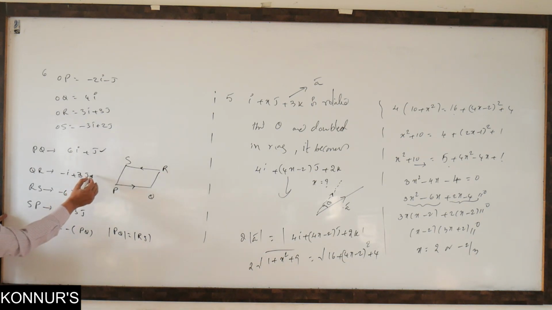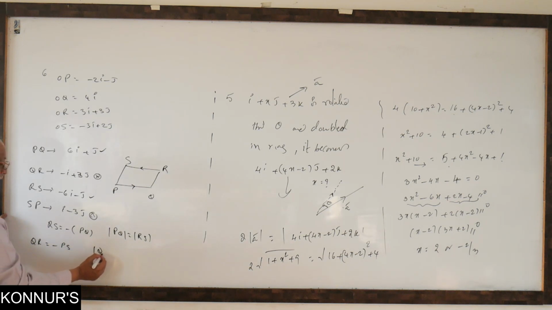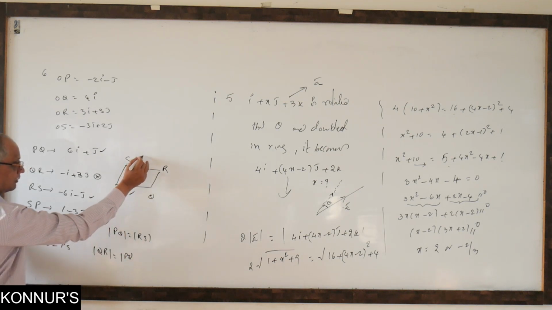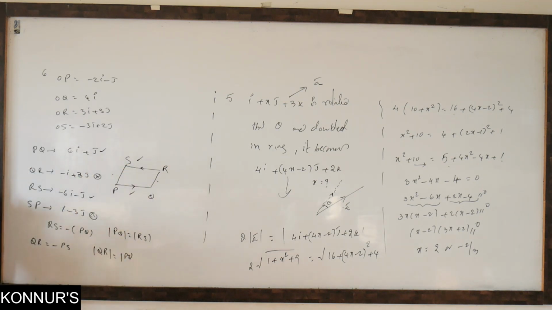Next you see here, QR is equal to minus PS. So their magnitudes are equal. That means we got opposite sides equal. Where do we have opposite sides equal? Parallelogram possible, rectangle possible, square possible. We don't know. Adjacent sides, check for angle.